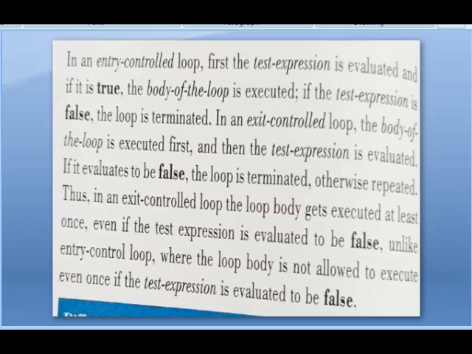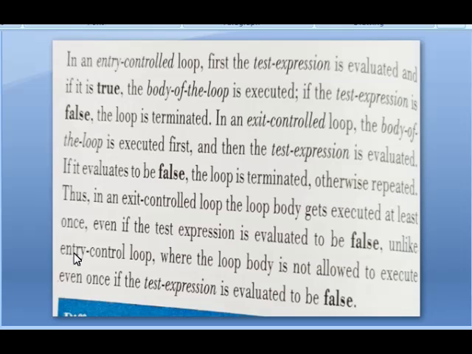Now we are going to see what an entry controlled loop is and what an exit controlled loop is. In an entry controlled loop, first the test expression is evaluated, and if it is true, the body of the loop is executed. If the test expression is false, the loop is terminated. In the case of an exit controlled loop, the body of the loop is executed first and then the test condition is evaluated. If it evaluates to false, the loop is terminated, otherwise repeated.